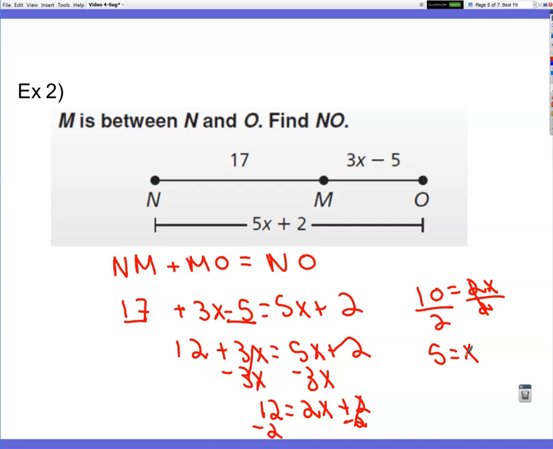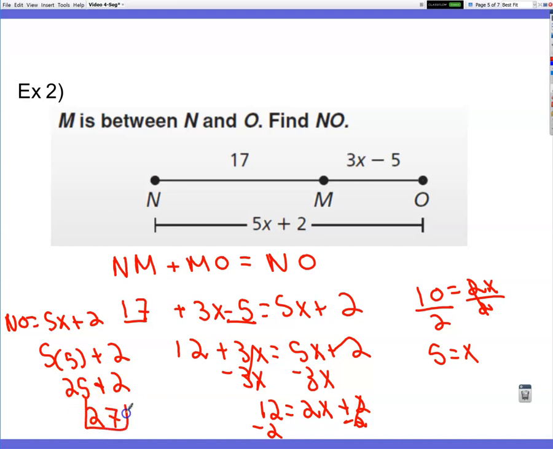So what we need to do is plug this back in to find NO. If you look here, the equation for NO is the big line. So NO is equal to 5x plus 2. What I need to do is plug in my x, which is 5. So I have 5 times 5, which is 25, plus 2, which is 27. So the segment NO is 27, and it can have units, right? Inches, centimeters, and so forth, but they didn't tell us here in this problem.